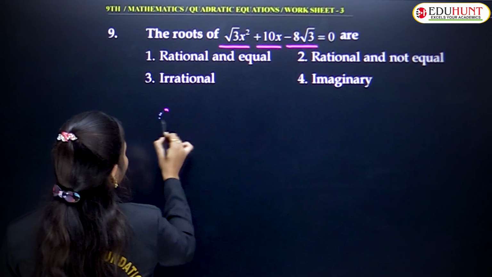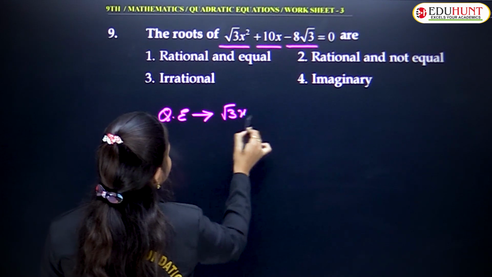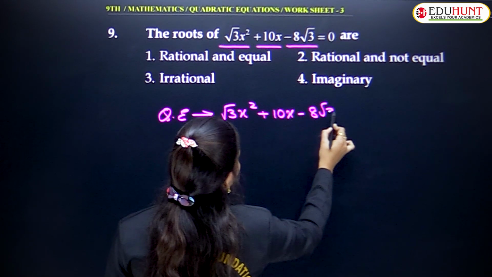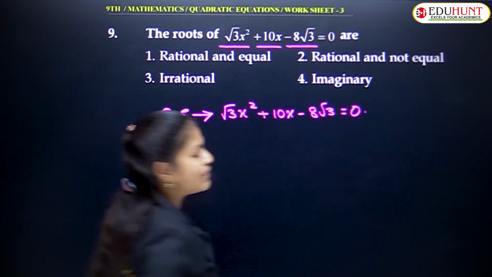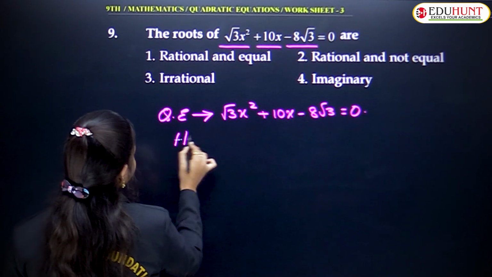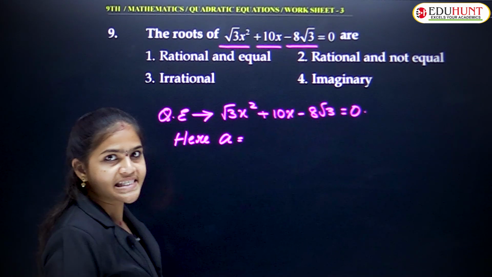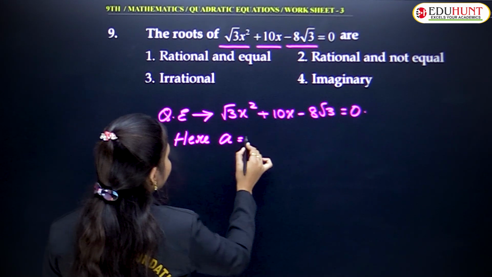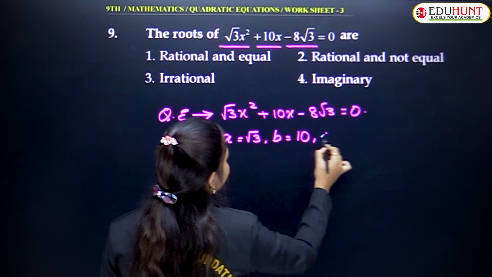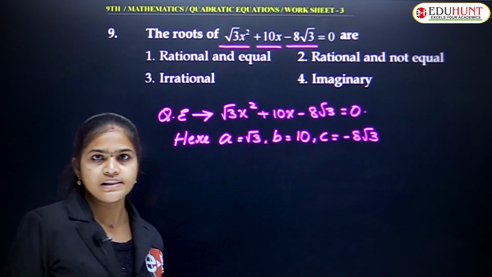So what is the given quadratic equation here? That is root 3x square plus 10x minus 8 root 3 is equal to 0. This is the given quadratic equation, right? So from this, let us write the values of a, b, c. Here a is equal to root 3, b is equal to 10, c is equal to minus 8 root 3.